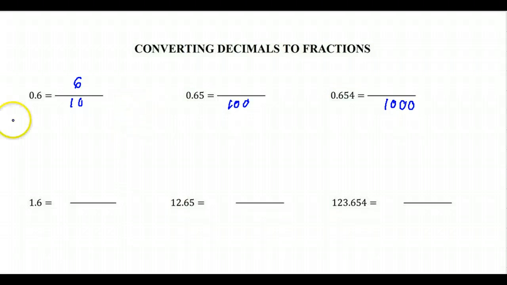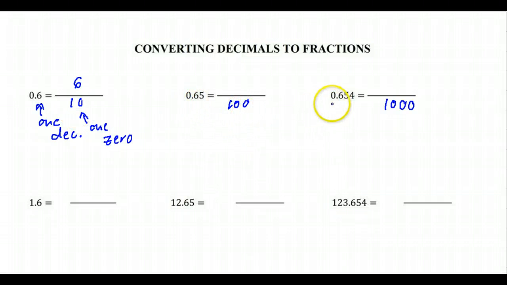But there's a simpler way. If you look at it, how many decimal places? 1. How many zeros? 1. 1 decimal, 1 zero. It's always going to have that direct correlation, because if you have tenths, you get 1 zero. You have hundredths, you get 2 zeros. Thousandths, you get 3. So 2 decimal places, 2 zeros. 3 decimal places, 3 zeros.